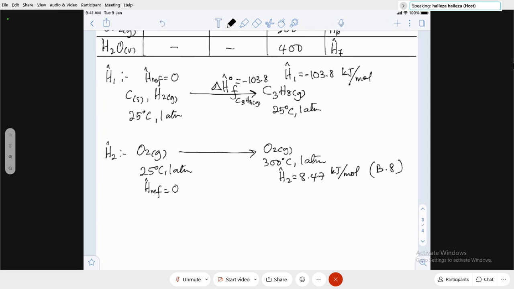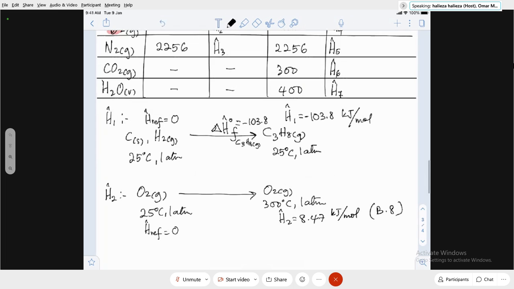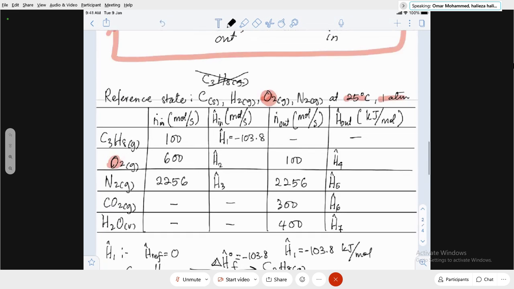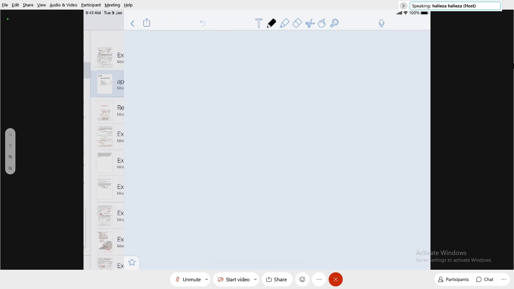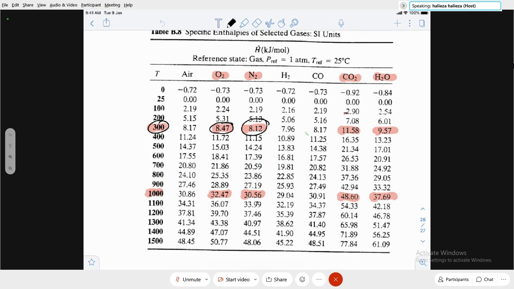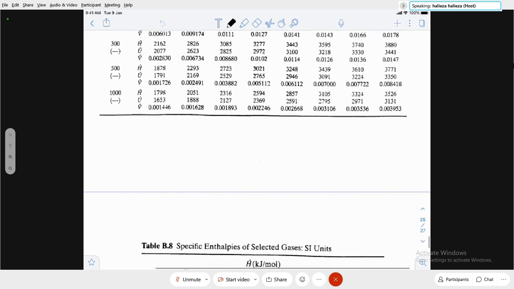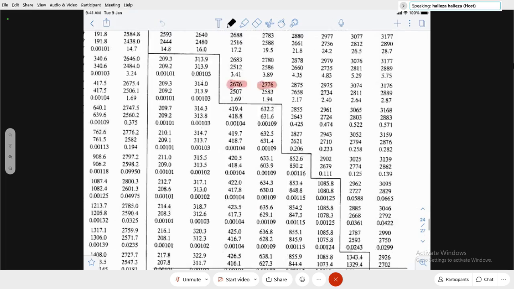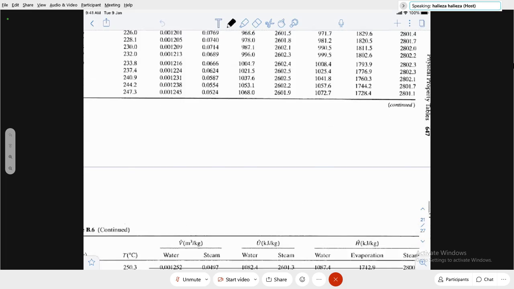Doctor, may I ask you? Yes, please. For the reference state for the heat of formation, will it always be 25 degrees and 1 atm? Yes. Why? Because of your heat of formation from the appendix. Let's go to the appendix again. I need to scroll up again. No problem. Just bear with me. We're going back to appendix B1.